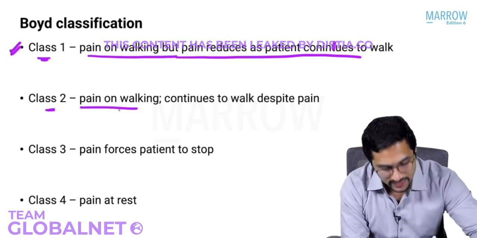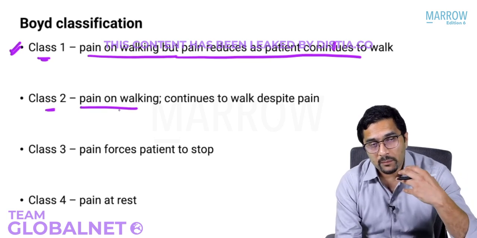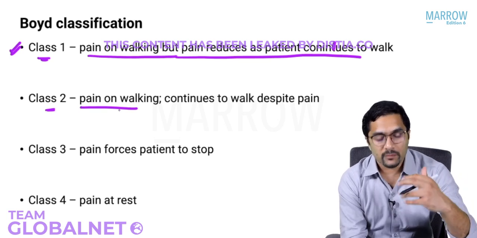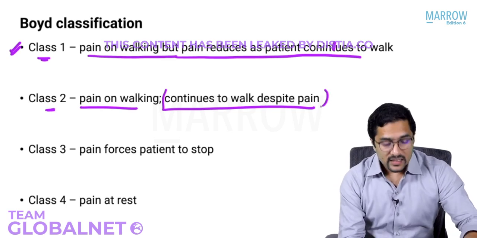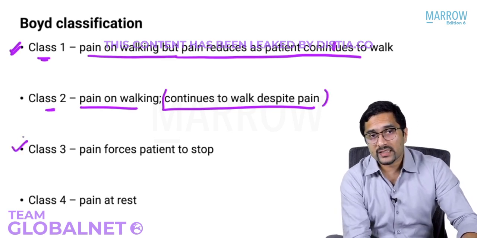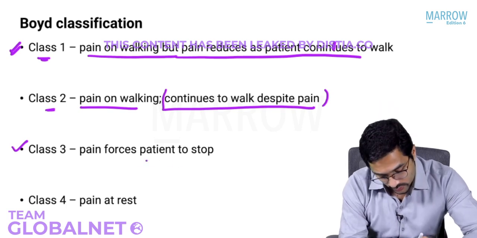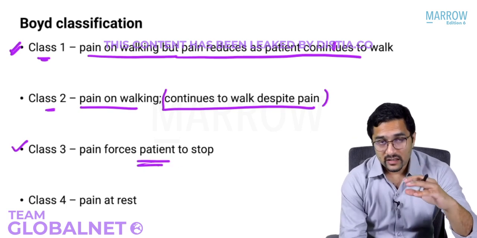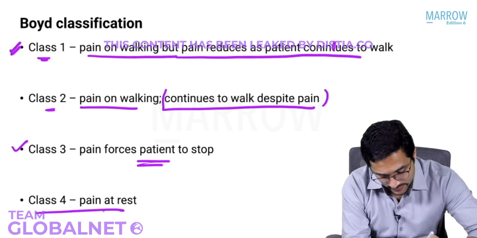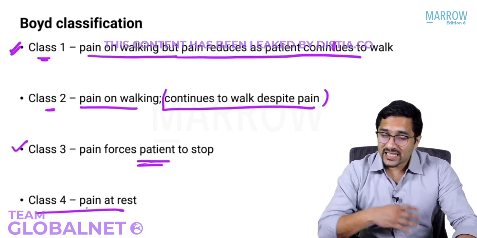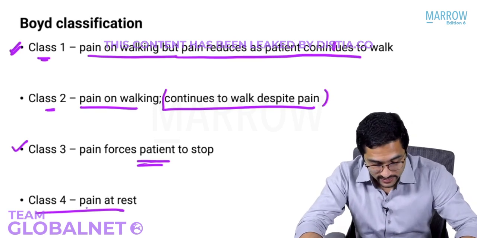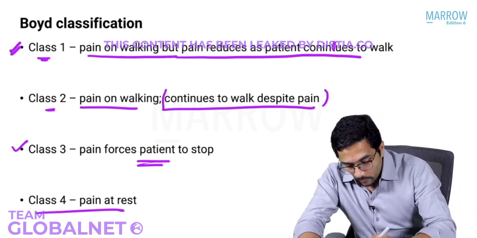Class 2 is there is pain on walking, but the patient continues to walk despite the pain. Class 3 is pain forces the patient to stop and the patient has to take some rest. And class 4 is rest pain, which I've told you is worse at night and it is slightly relieved when the patient hangs his leg down. This is the Boyd's classification.